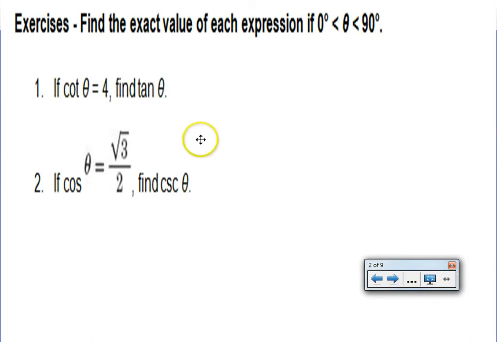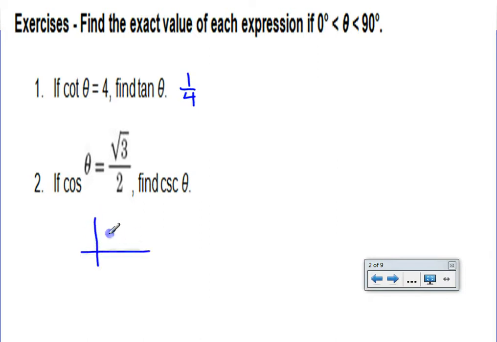So first, we need to think about exact expressions. The question says, if the cotangent of theta is 4, what is the tangent? Well, remember, cotangent and tangent are reciprocals, so the tangent would be the reciprocal of 4, which is 1 over 4. And then here, for this one, I'm going to draw myself a little picture.